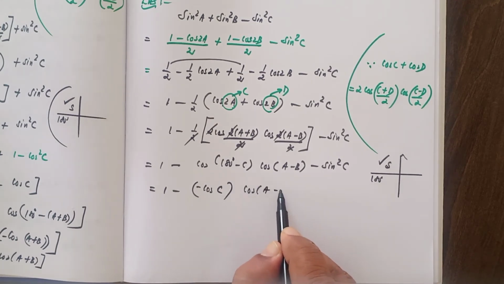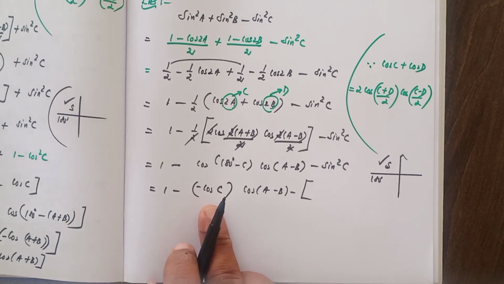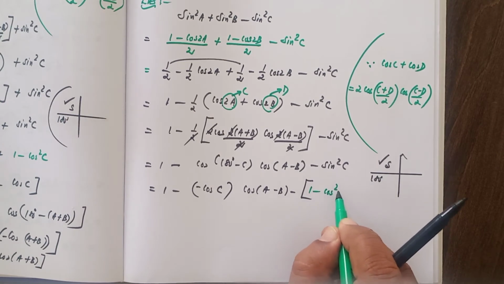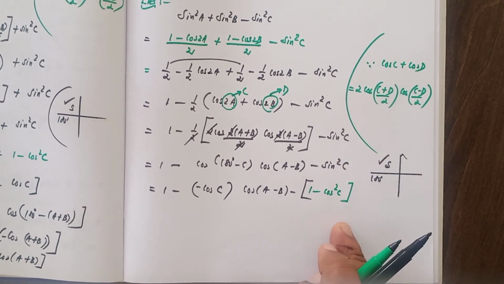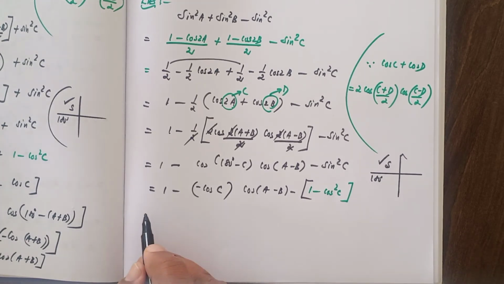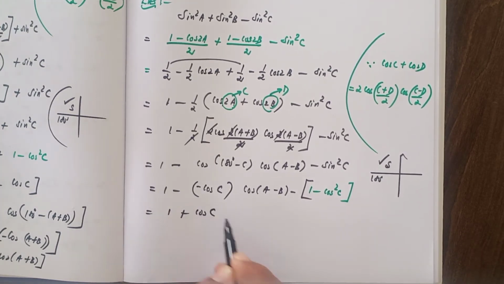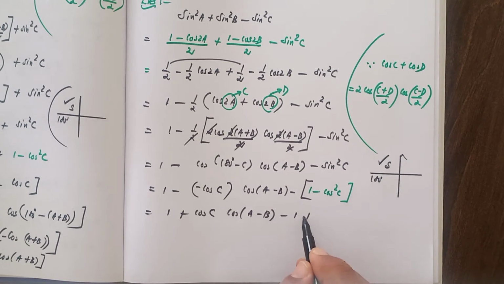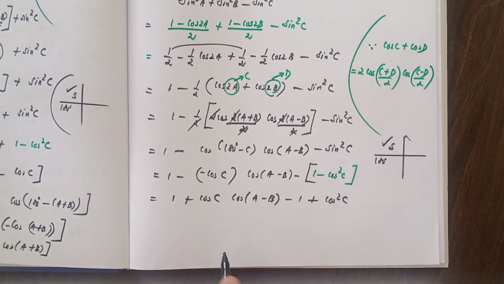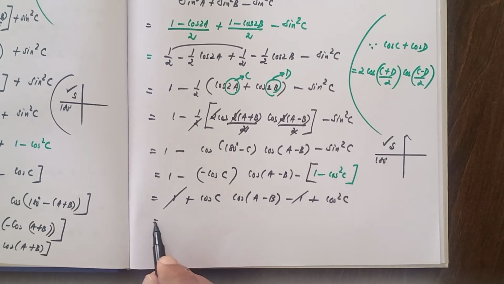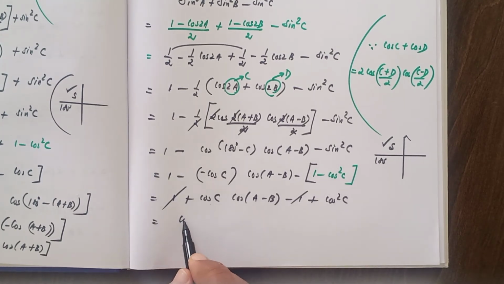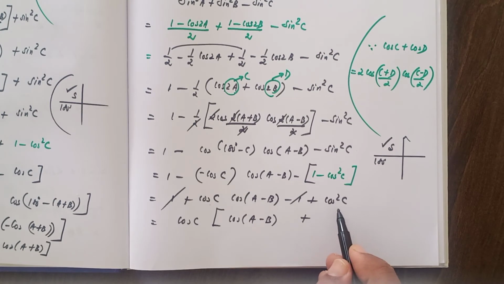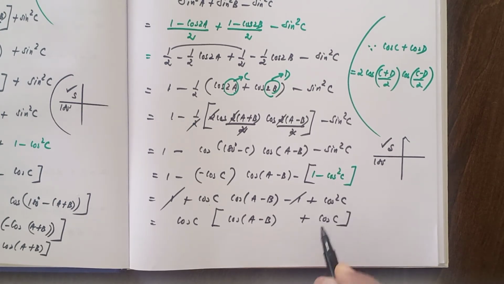And cos of (A minus B) minus, here we have cos C. You can write sin squared C as 1 minus cos squared C. That is the identity, because sin squared theta equals 1 minus cos squared theta. That is equal to 1 minus into minus, plus cos C cos of (A minus B), minus into (1 minus cos squared C), that is minus 1 plus cos squared C. Here plus 1 minus 1 get cancelled. That is equal to cos C, cos squared C; you can take cos C as common. If you take cos C as common, here you will get cos of (A minus B), plus one more cos C will be there.